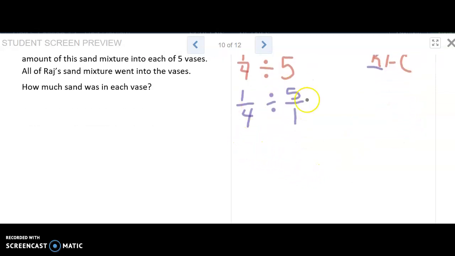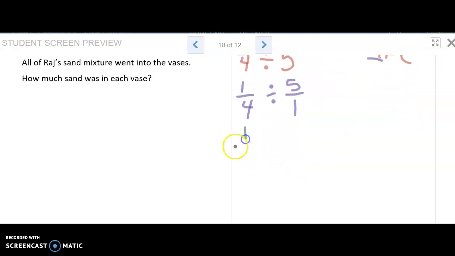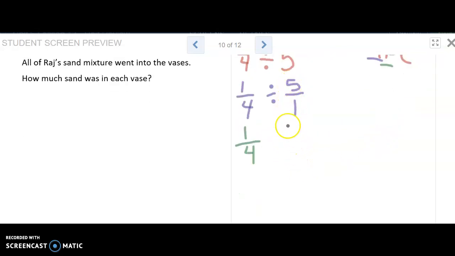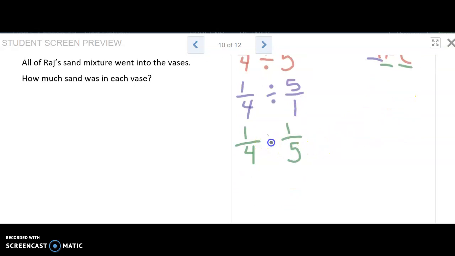Now let's listen to KFC and follow keep, flip, change. Let's keep our first fraction. I'm going to keep it 1/4. I'm going to flip my second fraction. 5/1 becomes 1/5. And then I'm going to change my operation from division to multiplication. Remember, when we divide with fractions, it's like multiplying by the reciprocal.